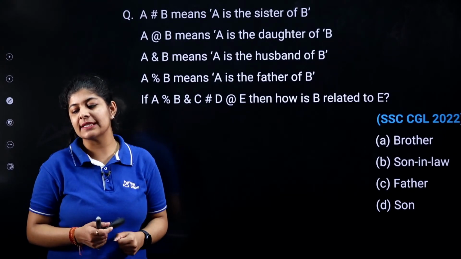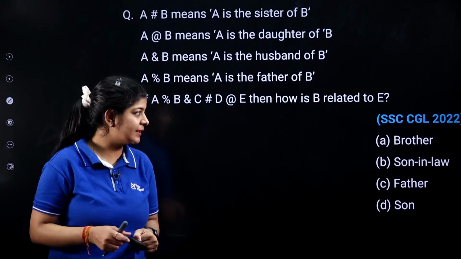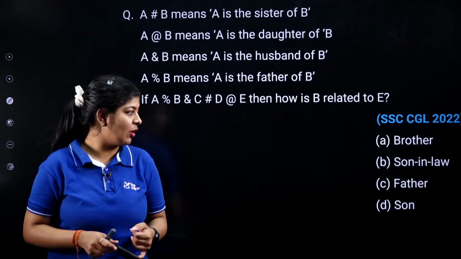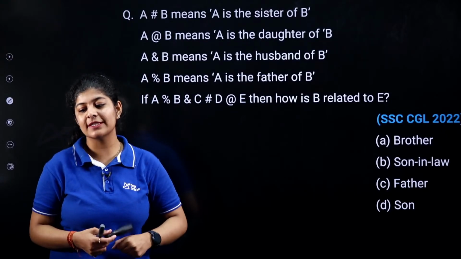So what is the correct answer here? Here we have our options as brother, son-in-law, father and son. These are the four options that we have. What is the correct answer?